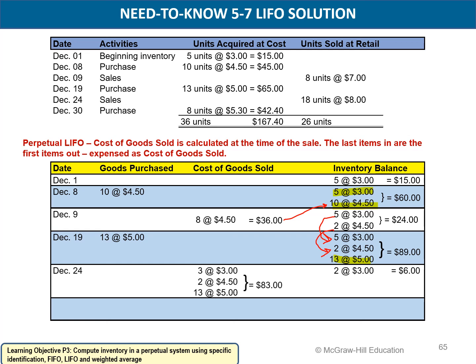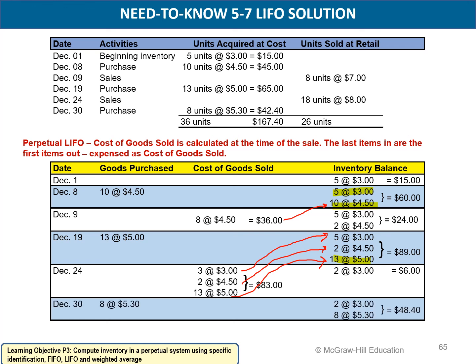Then we sell, how many units? 18 units. So the 18 that we're going to sell, you're going to sell all 13 from the December 19th purchase because that was the latest. Then you're going to sell the remaining 2 from our December 8th purchase. And then we're going to sell the last 3 for our total of 18 from the 5 that we had in our beginning inventory.